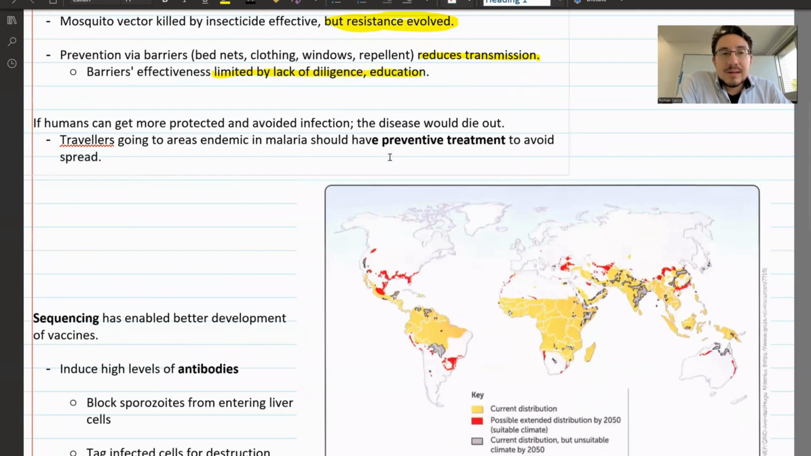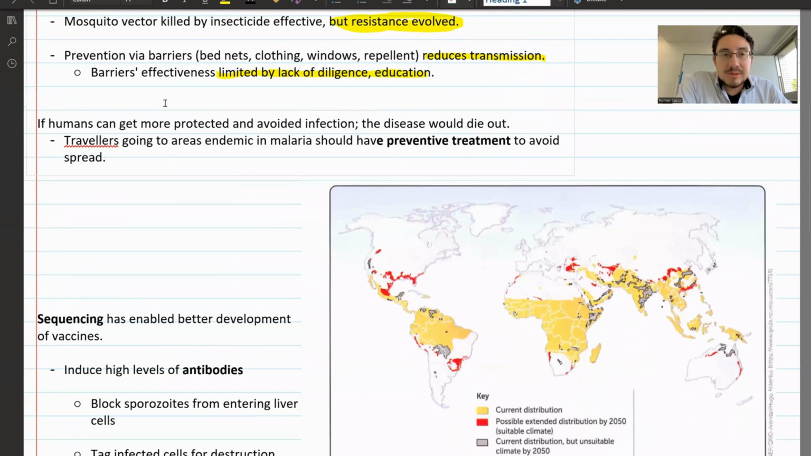So again, but this is also a problem. A lot of people don't even want to put these nets or use these physical barriers. Just lack of diligence, lack of education, lack of awareness, right? Does unfortunately create this propagation, right? The spread of disease, right? So if humans can get more protected and avoid infection, then the disease would die out.